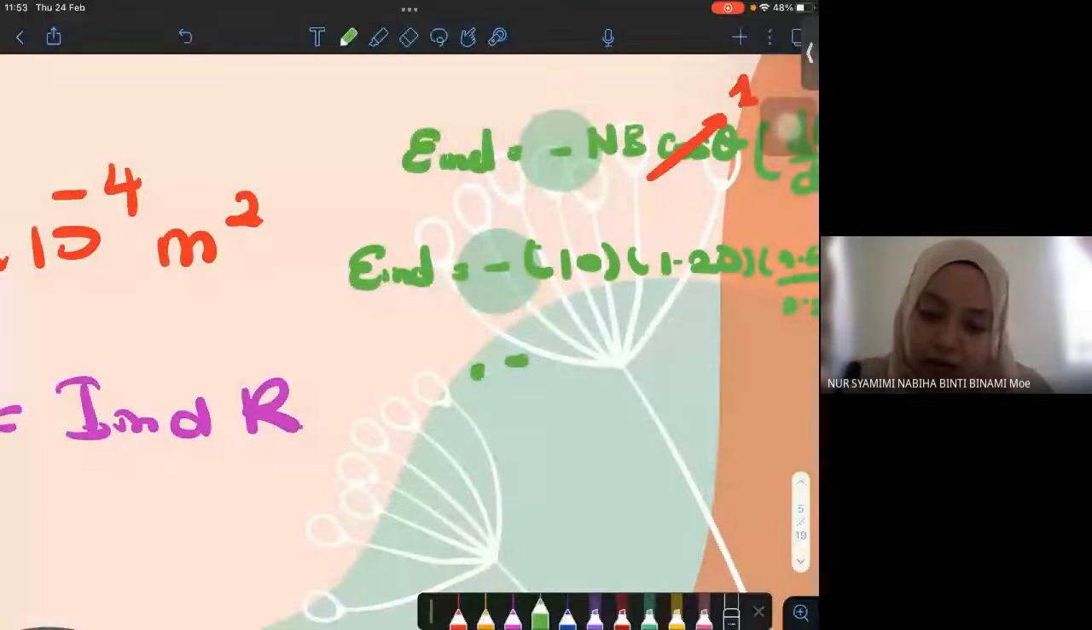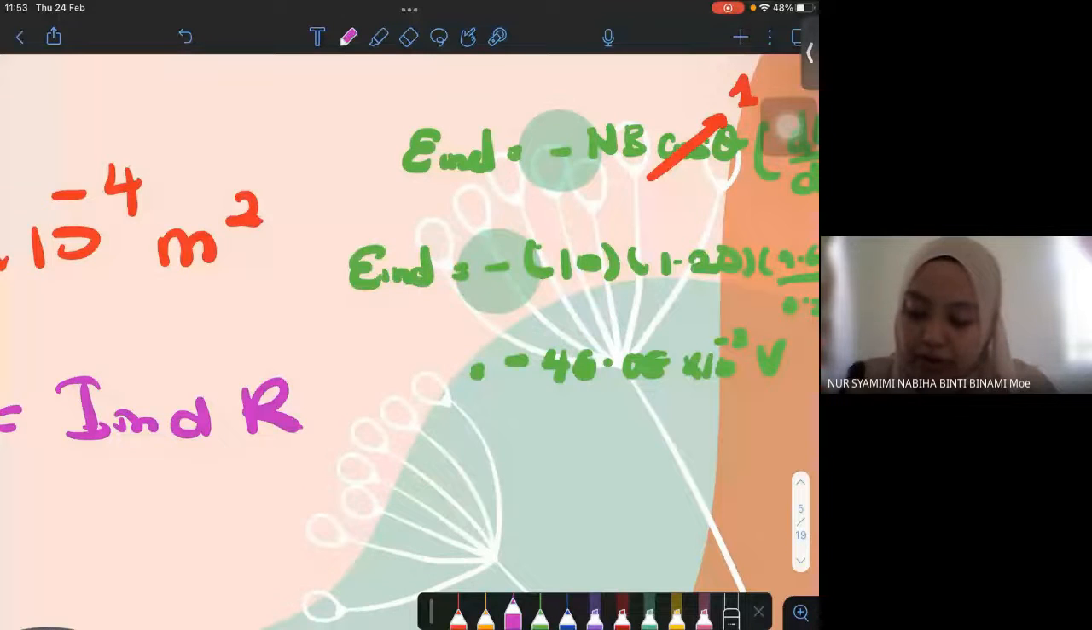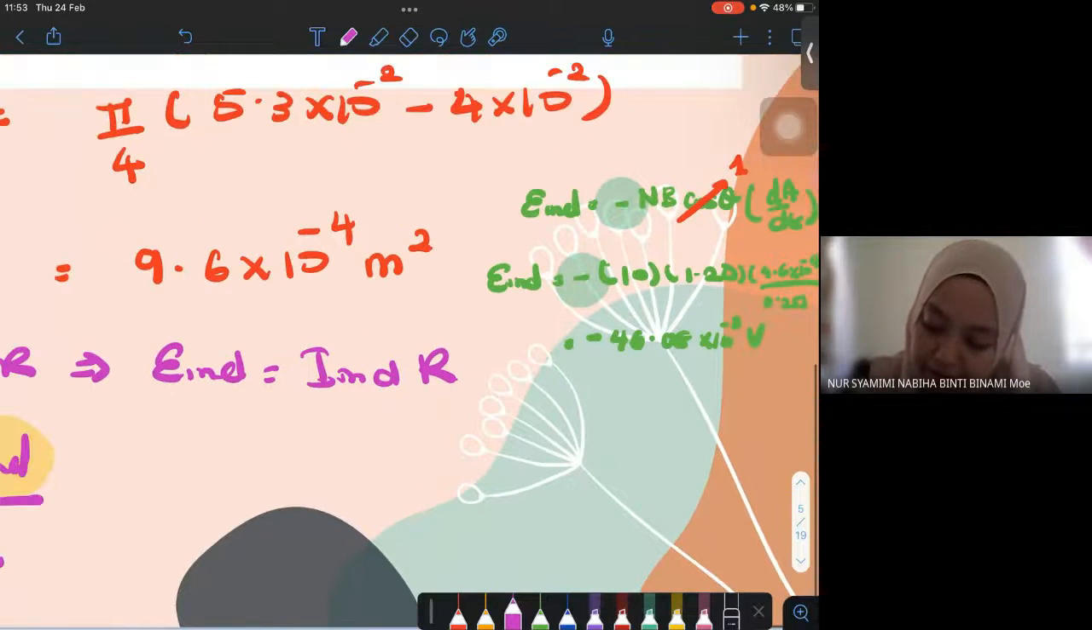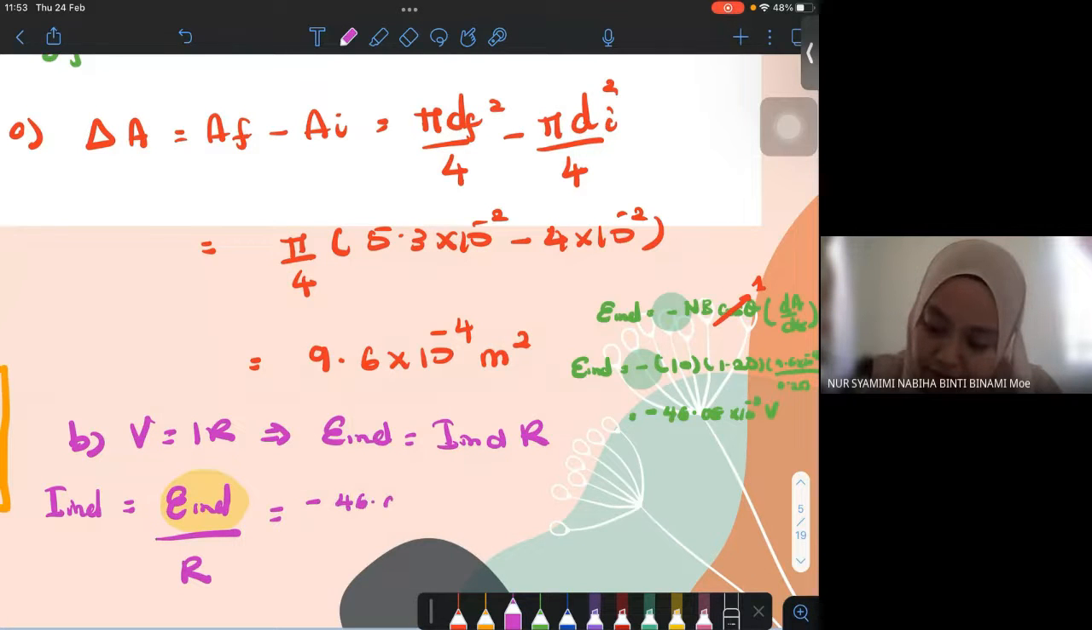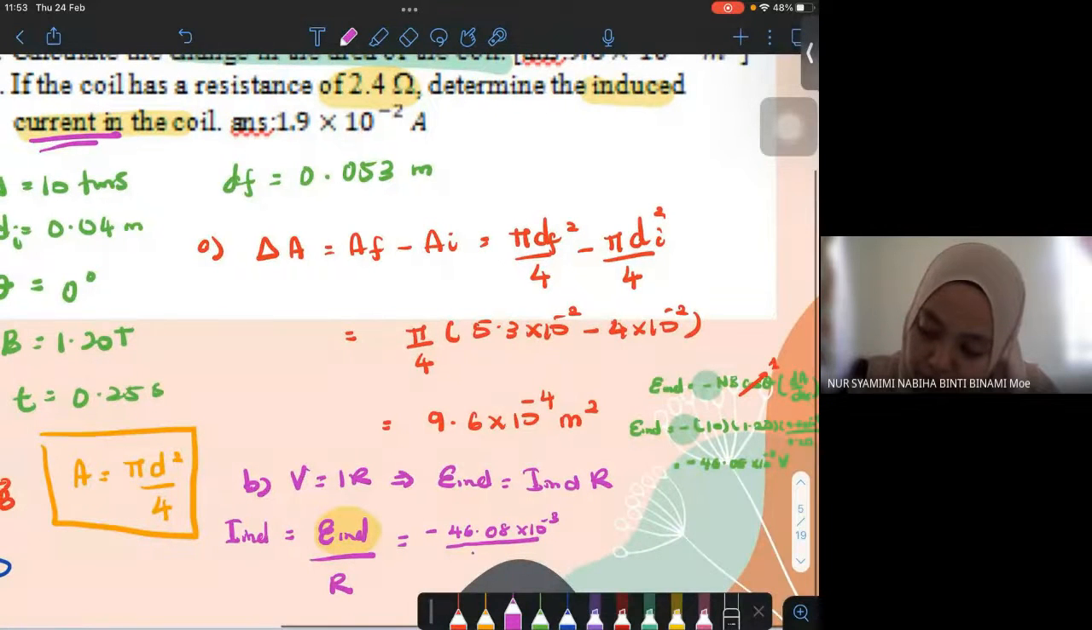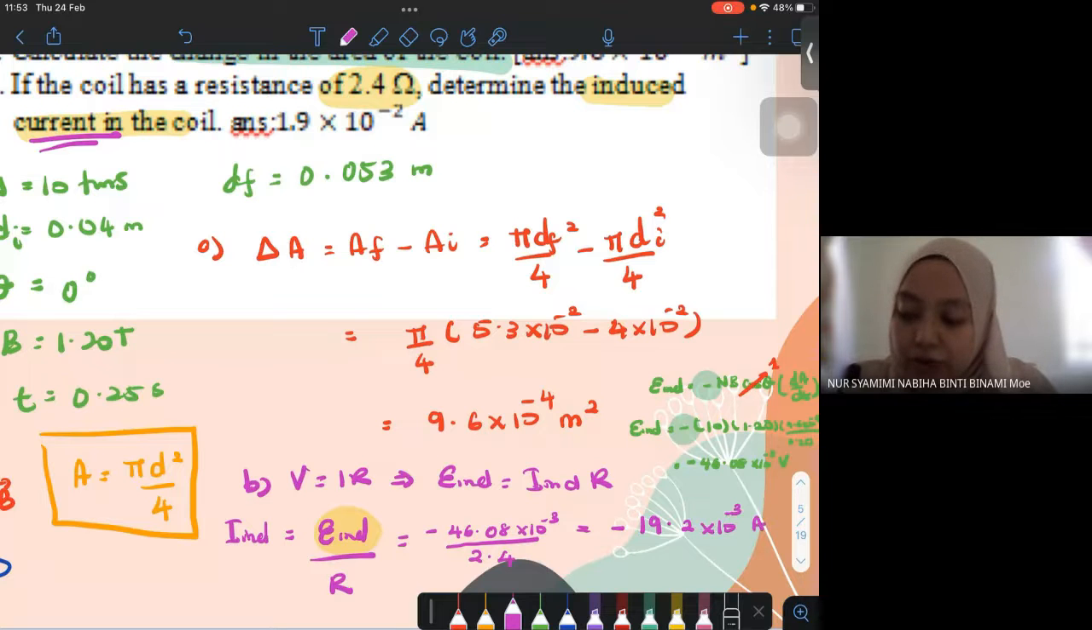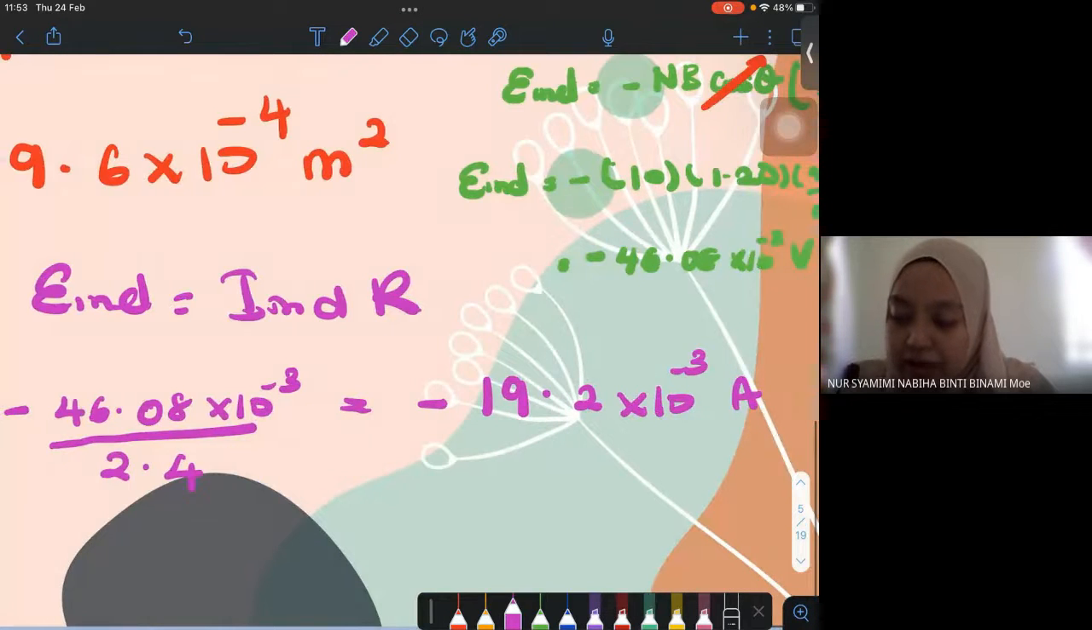46.08 exponent negative 3 volt, betul? Okay, so bila kamu darab kat sini, kamu akan dapat negative 46.08 exponent negative 3 divided by 2.4. So kamu akan dapat jawapan negative 19.2 exponent negative 3 ampere. So should be no problem kamu dapat jawapan negatif. Negatif ini hanya indicate the direction of the current is the opposite direction. Okay, sebab kita belajar negatif tu hanya indicate direction. No problem.